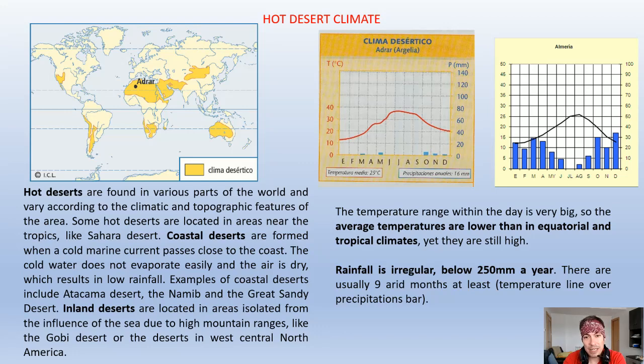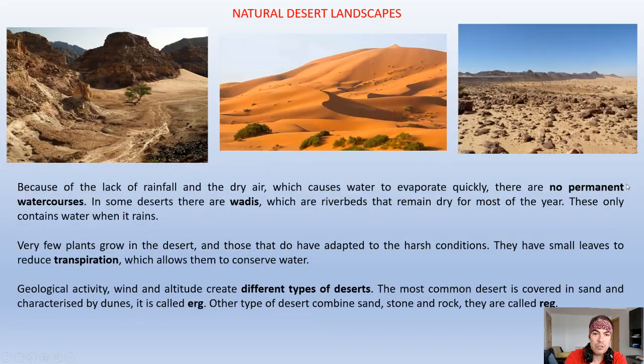Remember that we can see that a month is arid when the precipitation bar in the climate graph is below the line of temperatures. For example, in this one, the 12 months are arid, very arid actually, and in Almeria, they have 9 arid months. They are all arid except January, March, and December. Okay? So let's take a look at the landscapes and the natural landscapes.